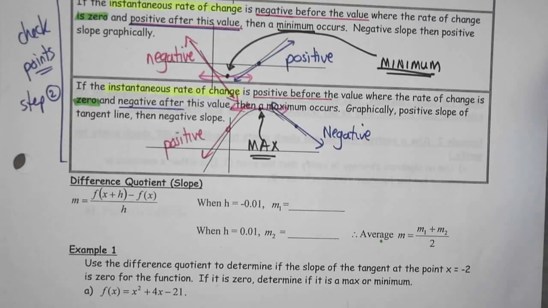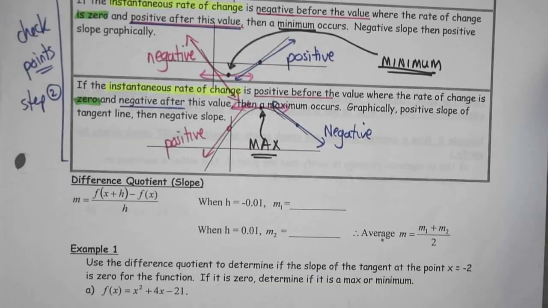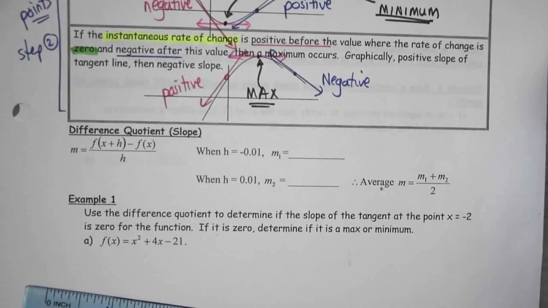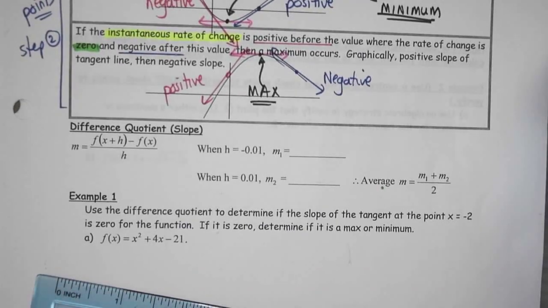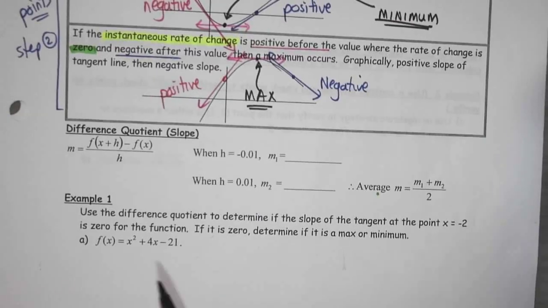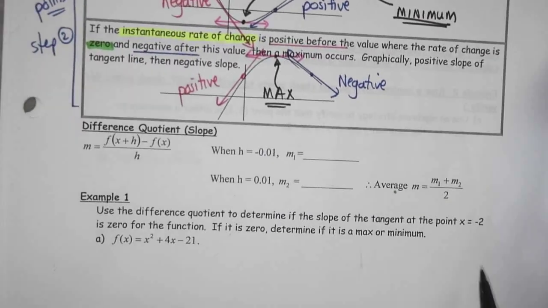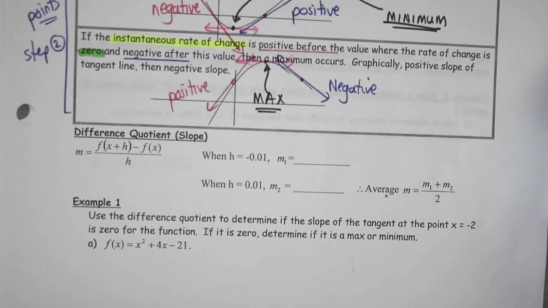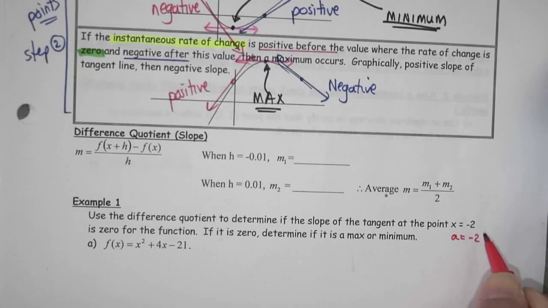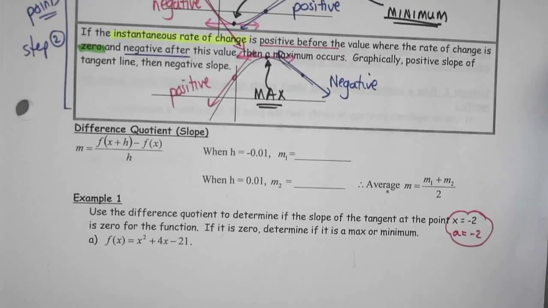So let's use the difference quotient first. Let's establish that it is a 0, and then we're going to check to see if it's a max or min. Okay, now let's check this. Will it always be a max or min? We shall see. So difference quotient first. The point is x is -2, so that means a is -2. You don't have to write that, but that's what you're thinking.